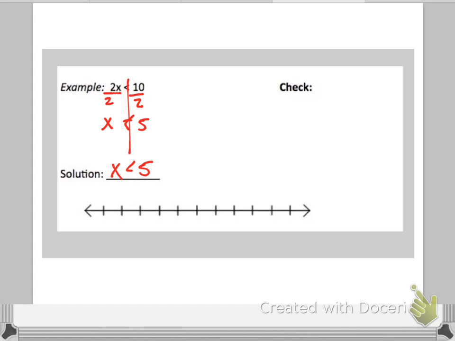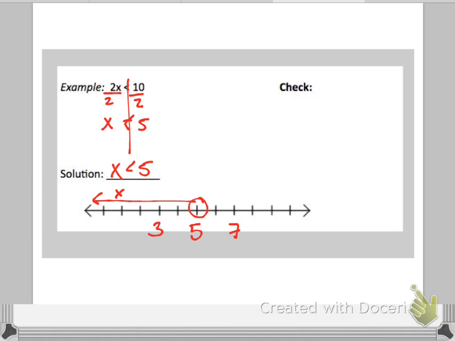If we were to graph that, our boundary point is 5. It's going to be an open circle because it's less than. Since x is smaller, put some values in here. We're going to graph everything smaller or less than 5.